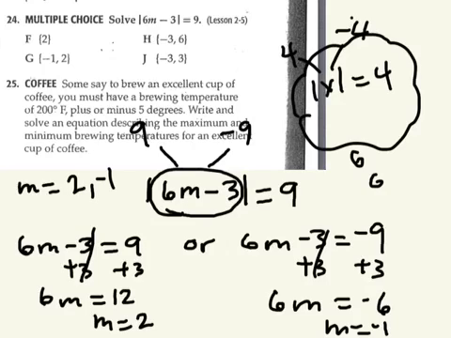Let's mentally put it in here and see what happens. 6 times 2 is 12, minus 3 does give me 9, makes sense, but let's try negative 1. Negative 1 times 6 gives me negative 6, minus 3 gives me a negative 9, but I'm taking the absolute value, and I get a positive 9. So clearly G is our answer.